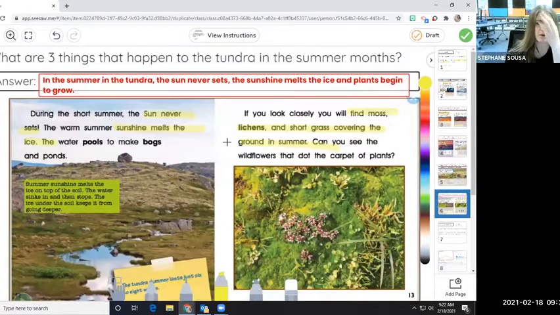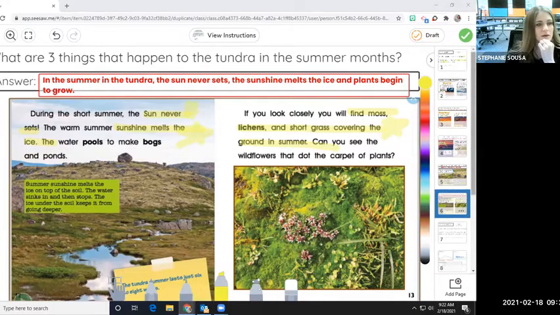Slide 6 asks, what are 3 things that happen to the tundra in the summer months? The sun never sets, the sunshine melts the ice, and plants begin to grow. Again, these are example answers. You and your partners may have found more, and that is totally fine.